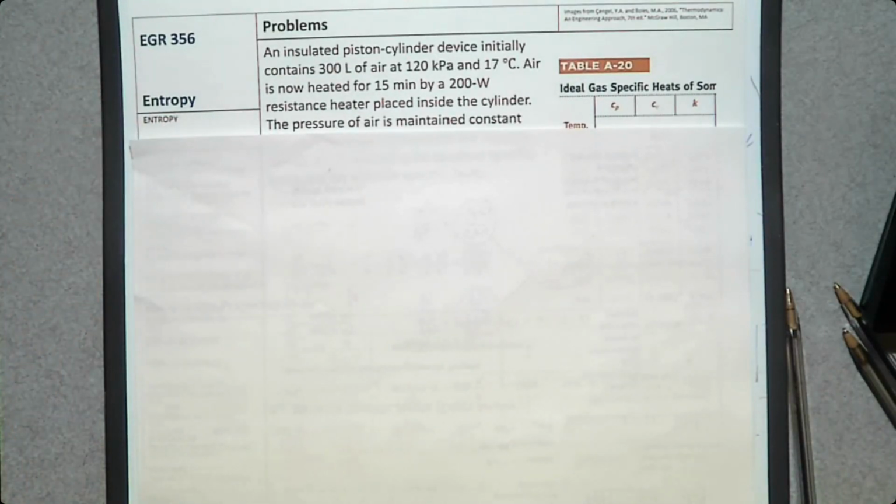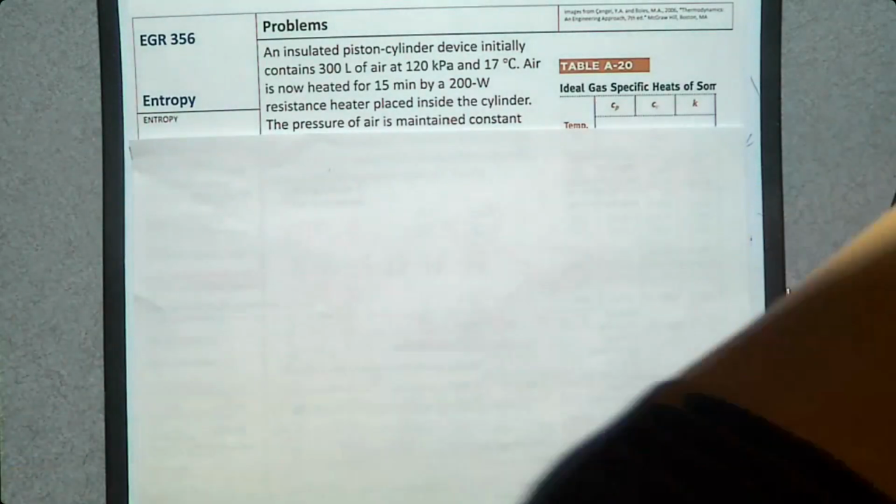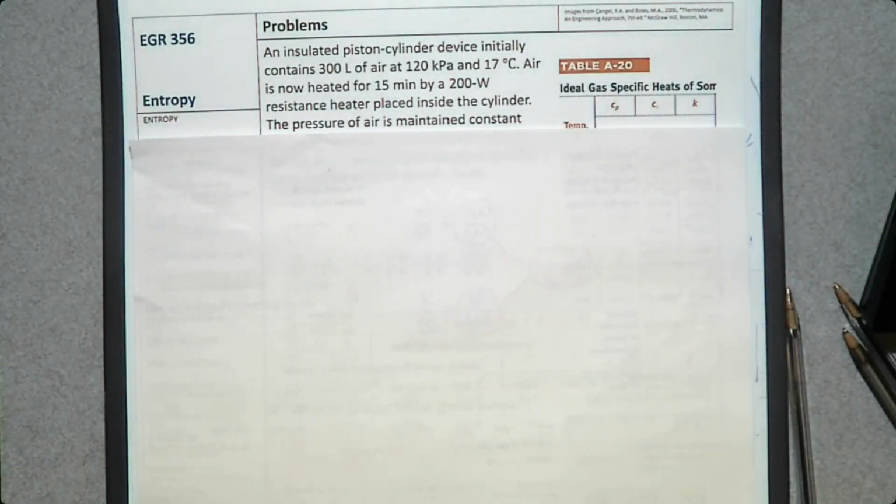There are two energy balance equations. One is for a closed system. The other one is for an open system. Is this a closed system or an open system? It is a closed system. Why is it a closed system? Because the piston cylinder device is completely closed? Not necessarily. It is a closed system because the mass of air remains constant. So when mass is constant, closed system. When mass is not constant, then an open system.